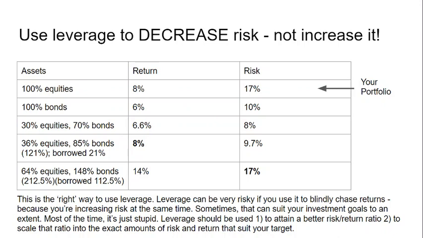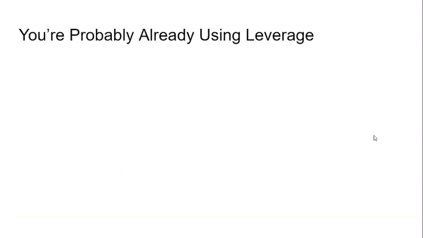Leverage should be used firstly to attain a better risk-return ratio with diversification, and to use leverage so that diversification doesn't decrease returns. And then you can scale that ratio into the exact amount of risk and return that suit your target. Maybe you actually can take on a little bit more risk than 17%. In that case, you can get a better return than 14%. It depends on you.